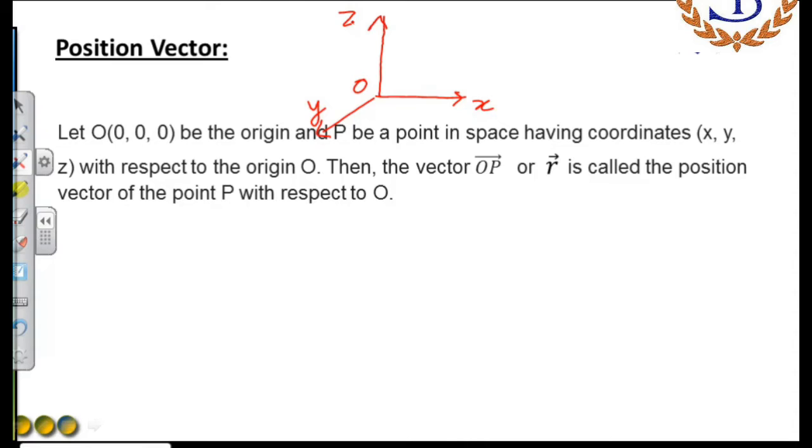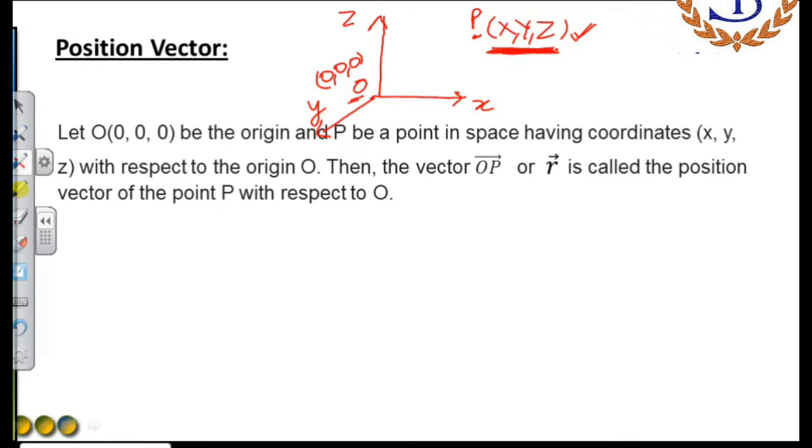Now here it is termed as origin, having the coordinate 0, 0, 0. And here is one point, let it be P, with the coordinate x, y, z. Okay. Now what does this particular coordinate x, y, z actually represent? This x, y, z represents the position of this P with respect to origin. So how can you use these coordinates in vector?